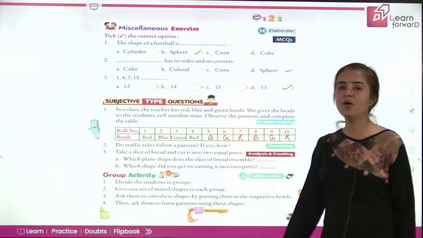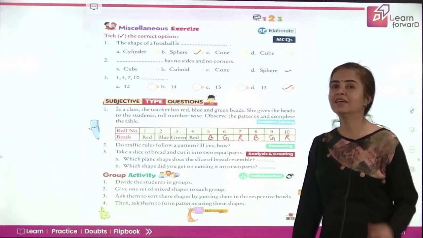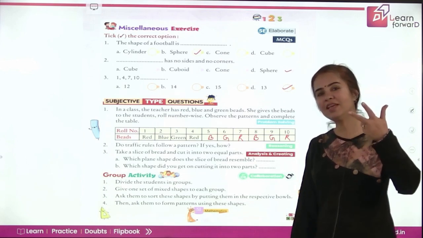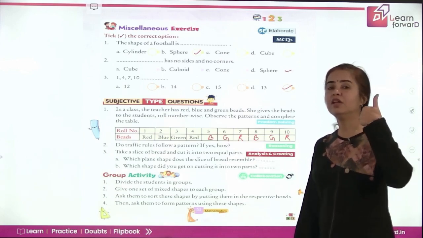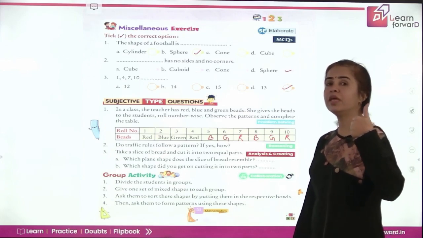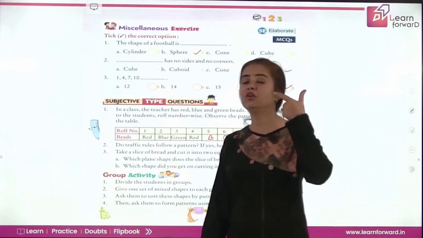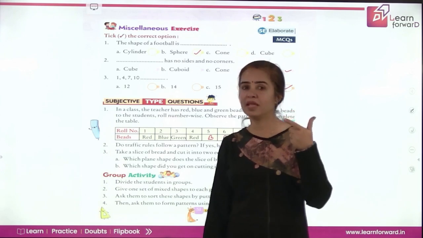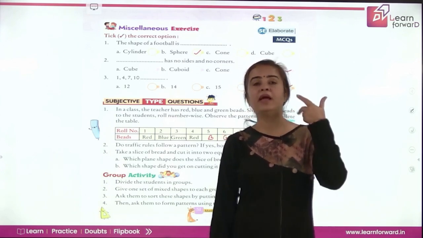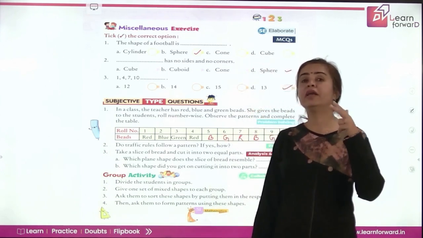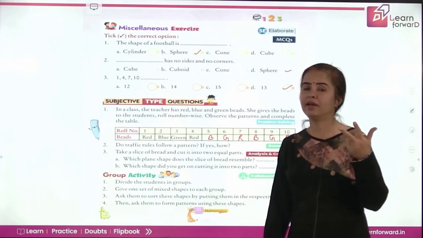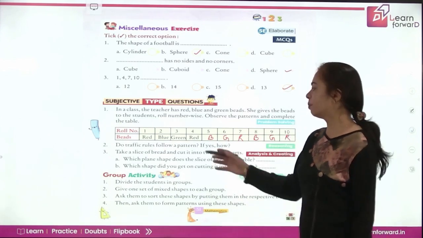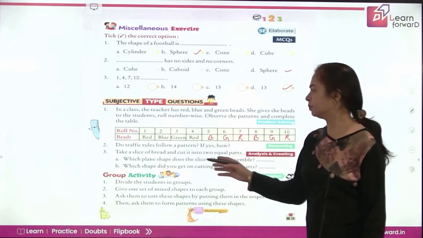Now, do traffic rules follow a pattern? If yes, how? What are the traffic lights? Red, yellow, green. So, do they follow a pattern? Yes, definitely. If it is for going ahead, it is go, then it will be yellow to make everybody alert. You are going to stop and then it is red. Now, red again turns into green, then amber, which is yellow and then red again. Okay, so this is the pattern the traffic lights follow.